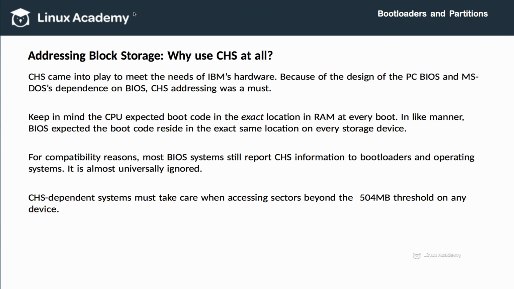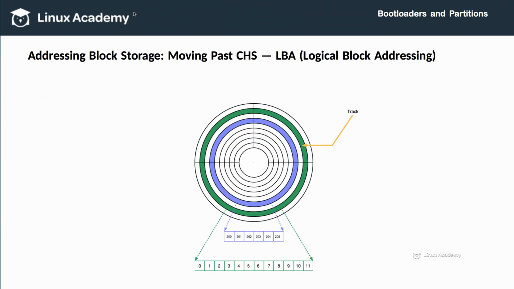For compatibility reasons, we find that BIOS systems still report CHS information to bootloaders and operating systems, but it's almost universally ignored. One of the things we have to be careful with in certain CHS-dependent systems, especially older software, is to take care when we're accessing storage beyond 504 megabytes. Now, there were some methods designed to work around the CHS limitations. These were employed as translating layers to help operating systems negotiate CHS addressing, and one of the first was LBA, or logical block addressing, something that's still in use today.